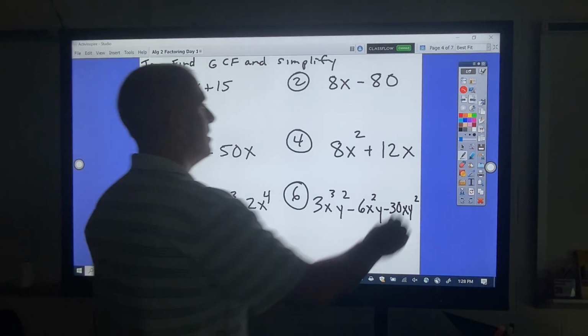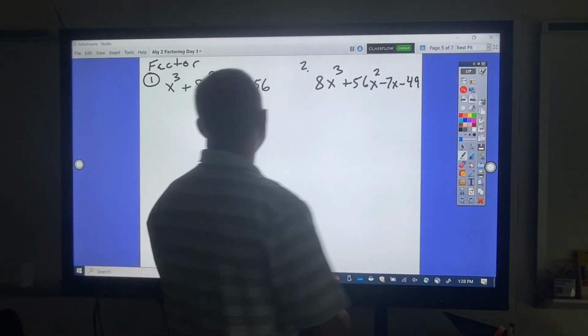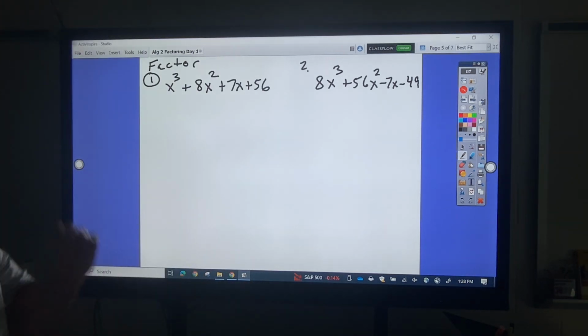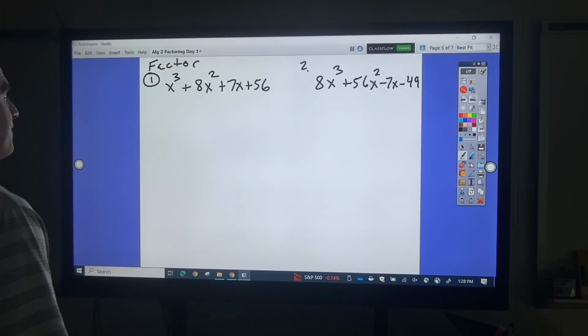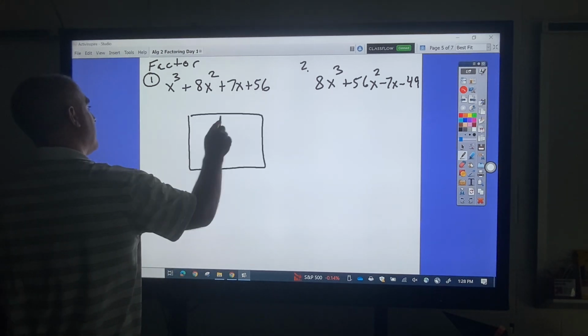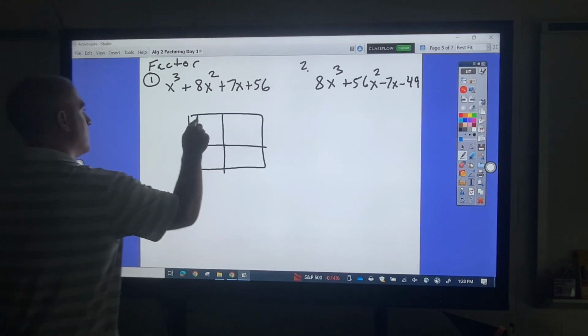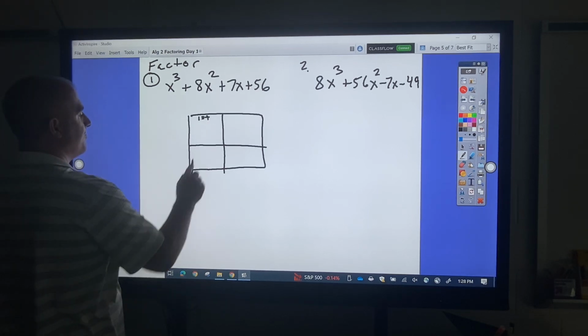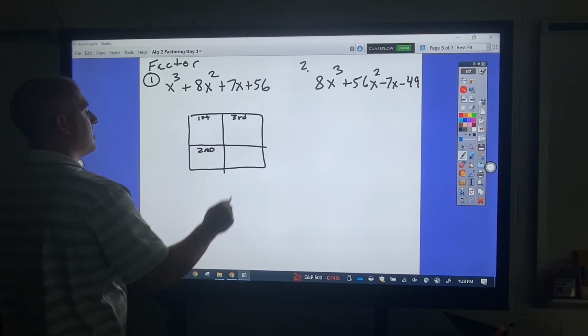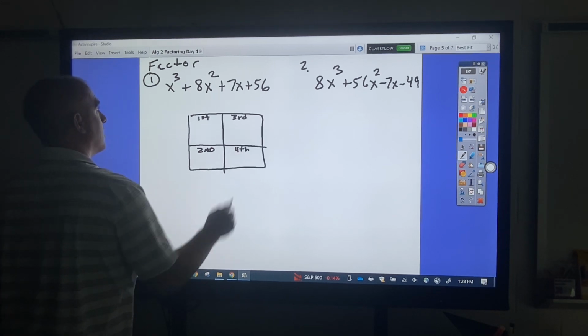Okay, all right, now we're going to get into the actual factoring part. Now, there's a lot of ways to teach factoring. Here's the best way I've found. If you have 4 terms, go ahead and make a box. Your first term is going to go in here. Your second term is going to go in here. Your third term is going to go in here. And your fourth term is going to go in here.